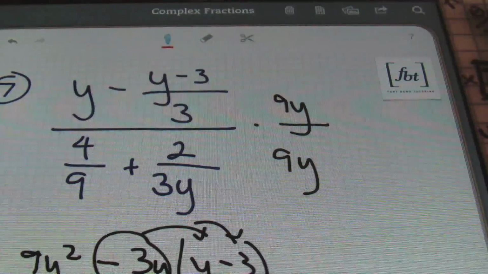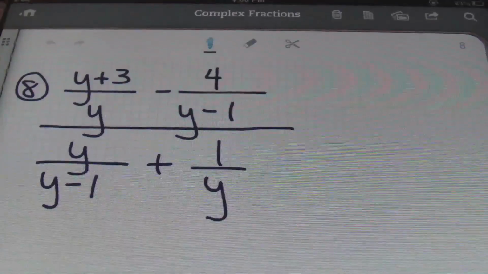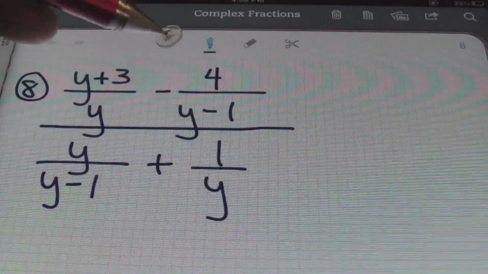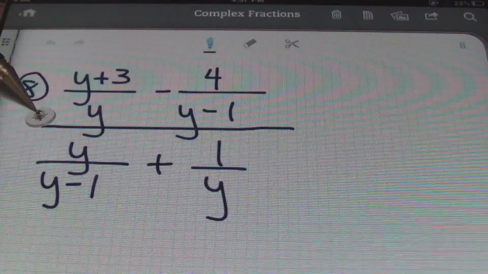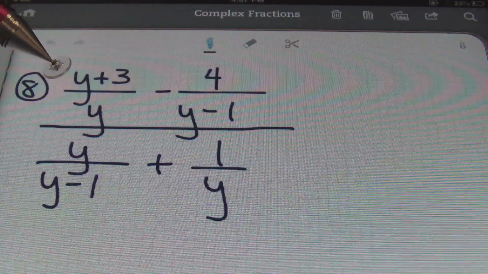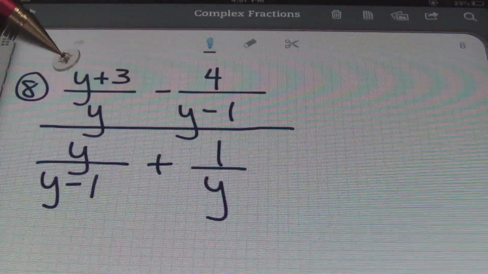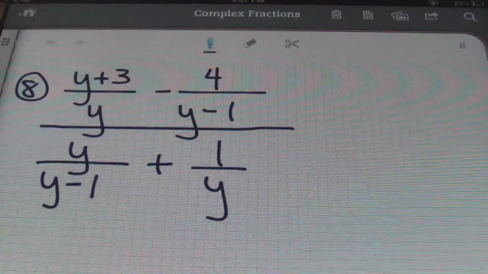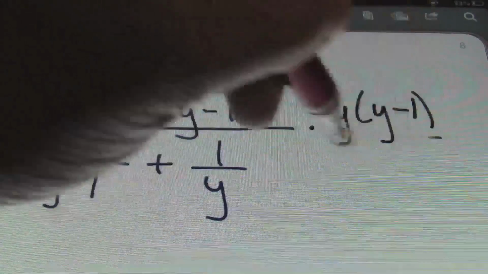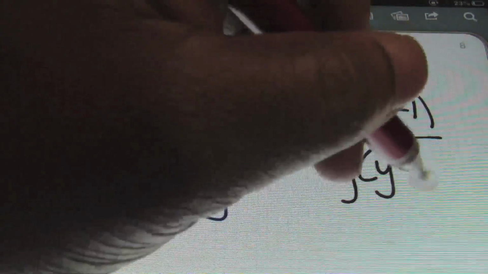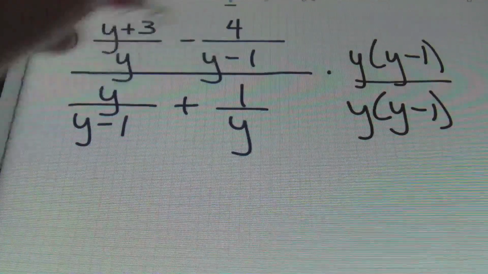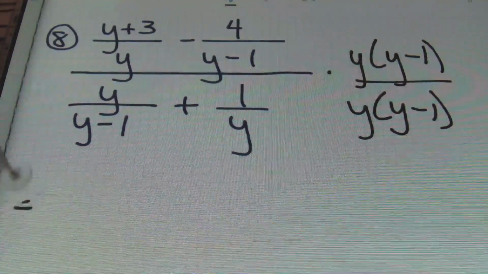Problem number 8 is coming up. We have problem number 8. Notice here we have y plus 3 over y minus 4 over y minus 1, divided by y over y minus 1 plus 1 over y. Here is another example of where I would want to use a technique of getting the common denominator of all of the denominators here. So I'll be multiplying each and every term by y times y minus 1. Alright, and that goes to the numerator and in the denominator, multiplying that lowest common denominator to each and every element within my complex fraction here.